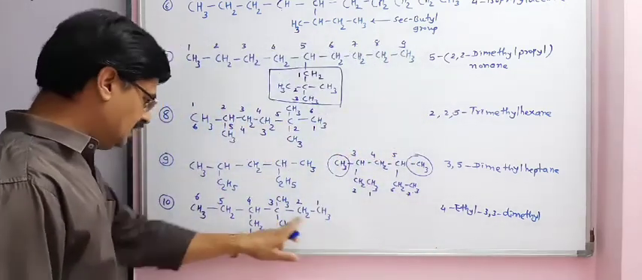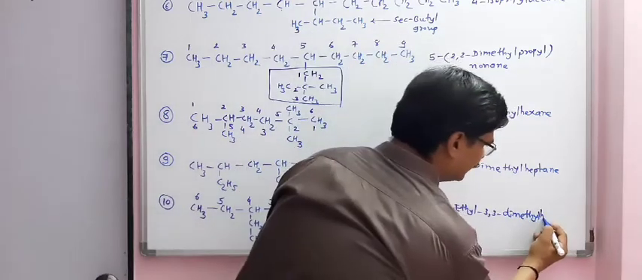4-ethyl, 3,3-dimethyl and total 6 carbon. So hexane.